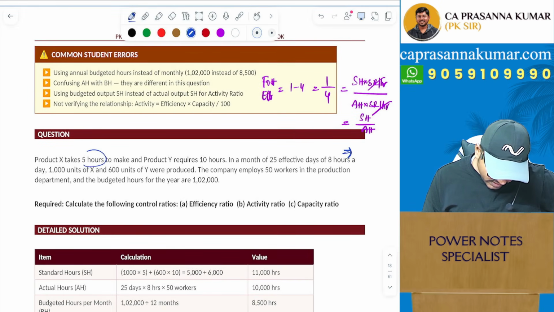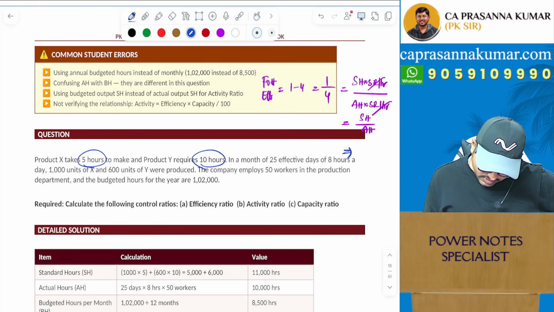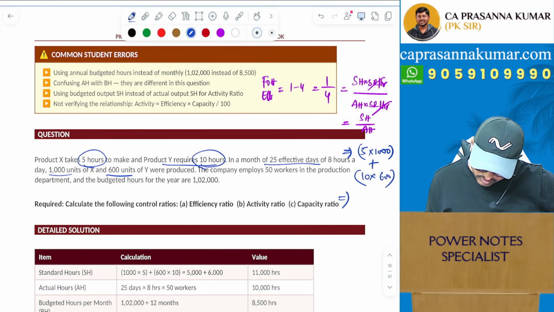Product X takes 5 hours to make, okay. Product Y takes 10 hours. In a month of 25 effective days of 8 hours a day, 1000 units of X and 600 units of Y were produced. So this is your actual output. SH means standard hours for actual output. Standard hours is 5 for X in 1000 units of X. Standard hours for Y is 10 hours. So how many units of Y? 600 units of Y. So 5 into 1000 plus 10 into 600. How much you get? 11,000 hours. That will be your numerator.